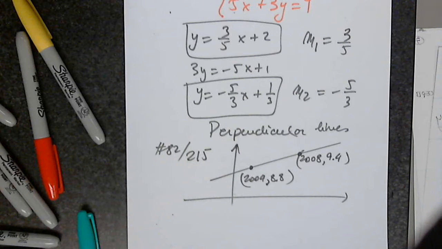Let's read the question. Americans are keeping their cars longer. I do too. I have a 17-year-old car. The graph below shows the median age, Y in years, of automobiles in the United States for the years shown.